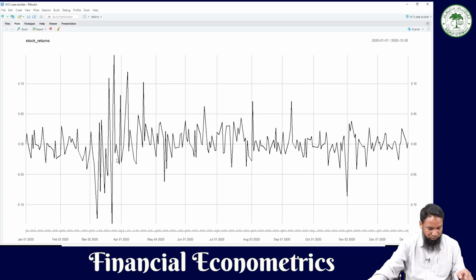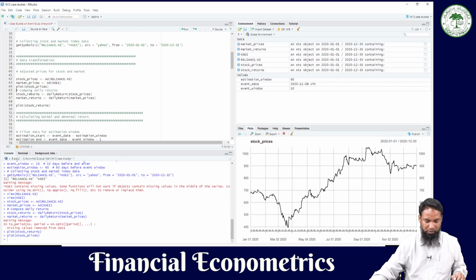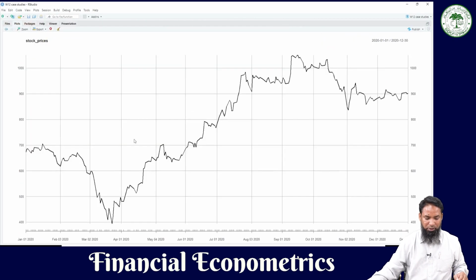It will be better understood if, rather than return, we plot the prices here. Let us plot this. Here you can see in March, and April is starting. If you see March 24, there is a huge decline in the stock prices of Reliance here. So we can say that when the announcement happened, it was quite an impactful event.